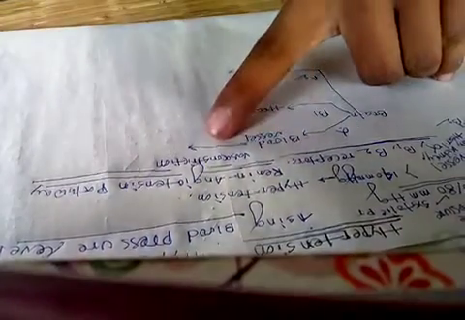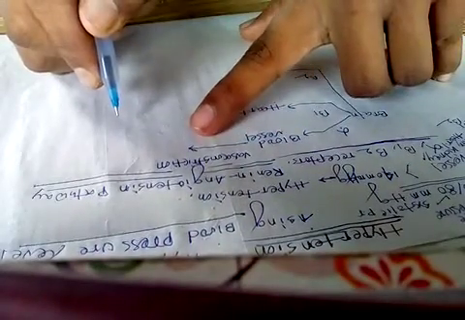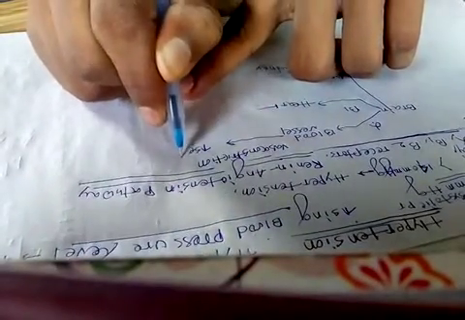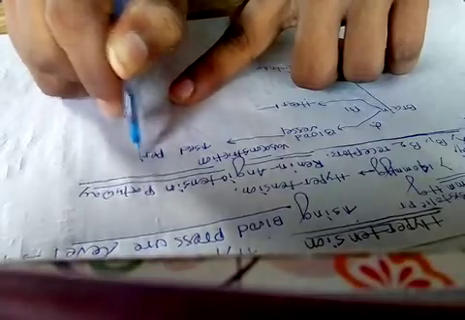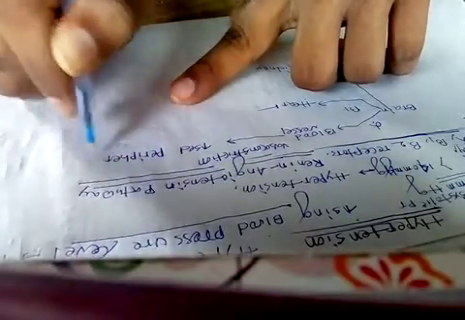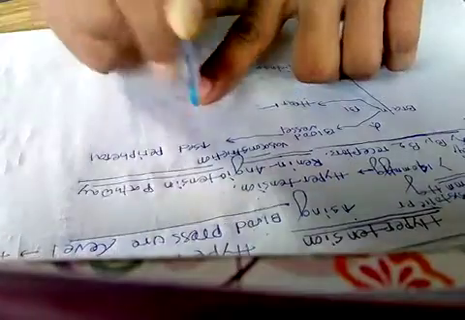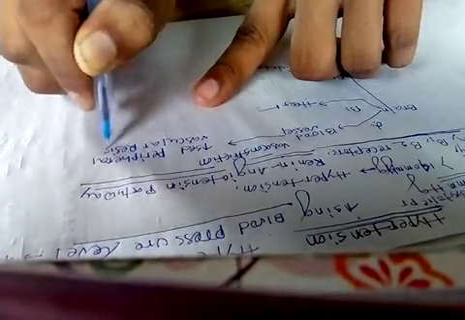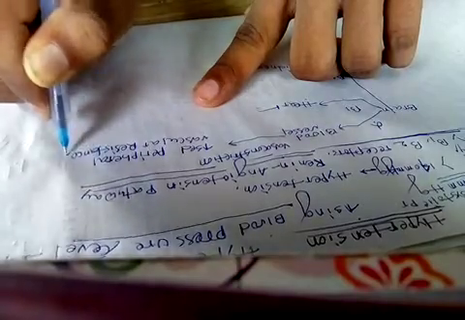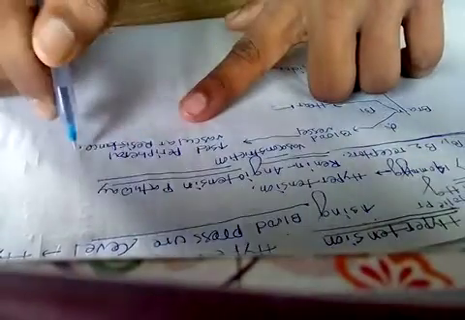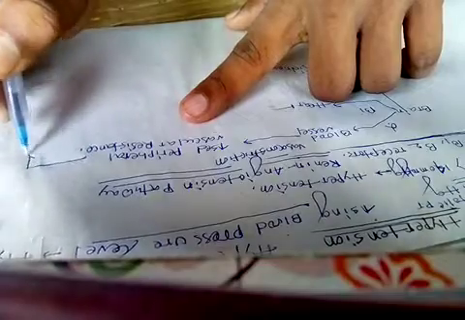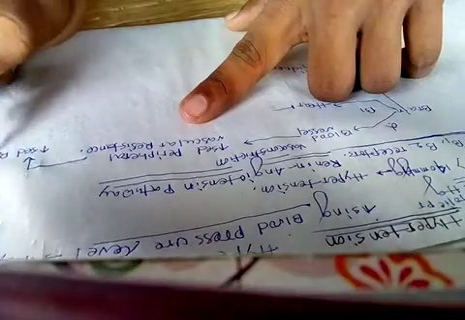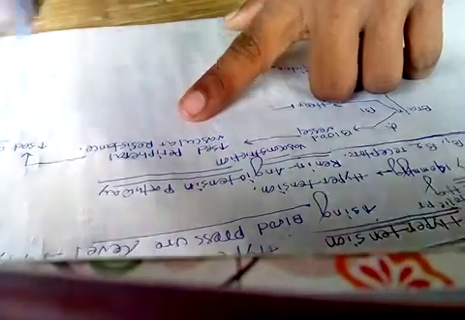So when the blood vessel is vasoconstricted, what is happening? We can see increased peripheral vascular resistance. Thereby we can see the increase of blood pressure, BP.